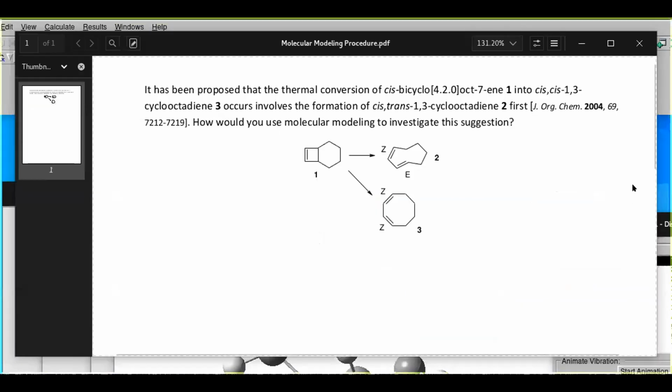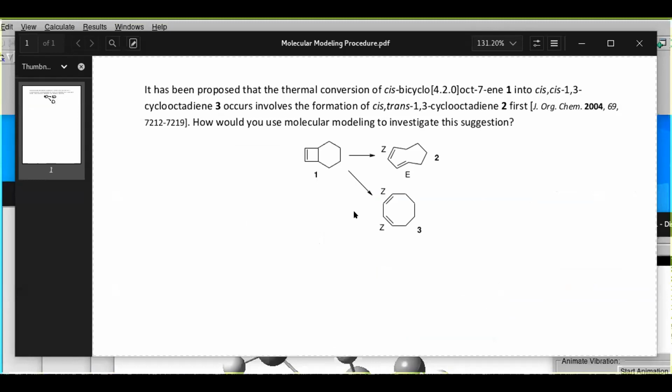So our problem was, it's been proposed that the thermal conversion of 1 into 3 involves the formation of 2 first. So what we've done is we construct all of these first. We make sure we find the global minimum of these first. We've defined the problem. We've constructed the molecule. And we've chosen a model chemistry to do calculation.